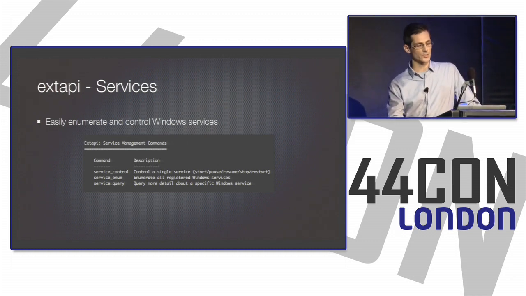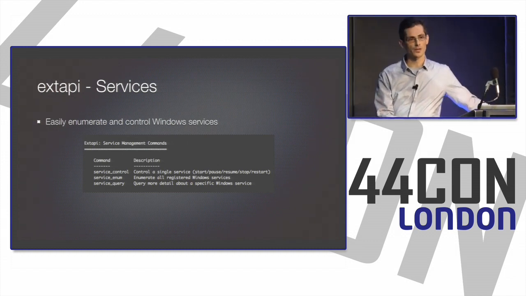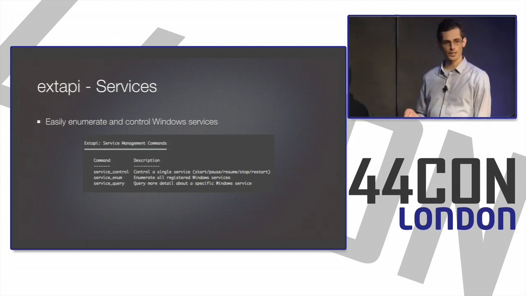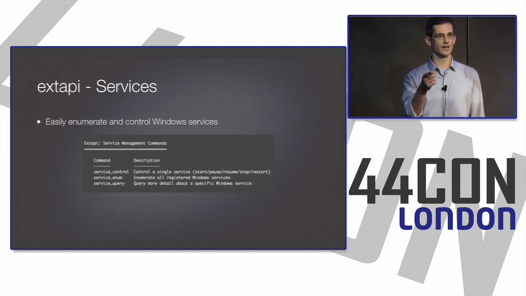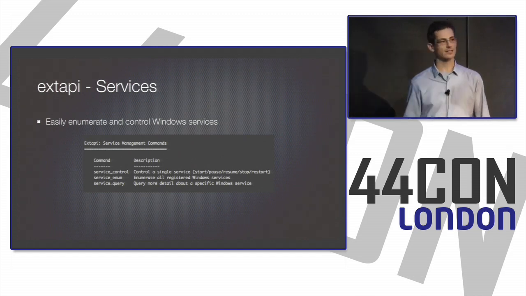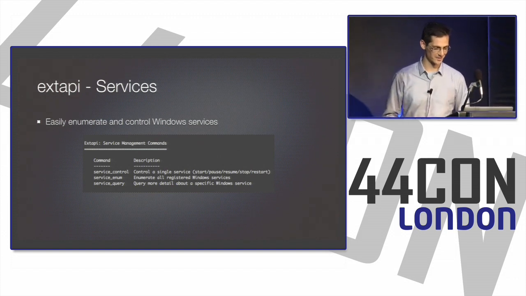Okay, service enumeration. Again, there's a number of post modules and other tools in Metasploit that allow you to do this already. But behind the scenes, they often use Railgun. Anyone use Railgun? One guy, and he looks upset. For very, very good reason. Railgun's fantastic, and it's horrible at the same time. So the more we can move away from Railgun, I think the better.